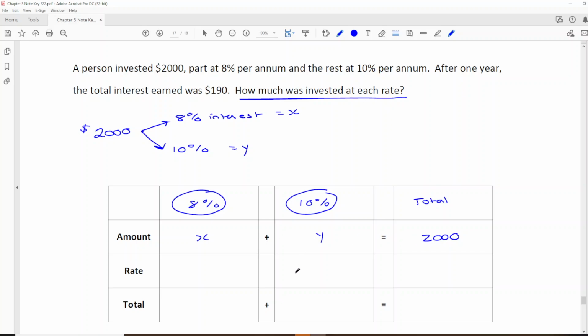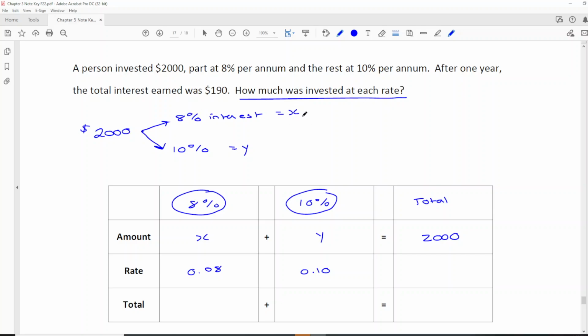So then how are we going to get the next line? Well, we know for rate, we always put our percent as a decimal. So we're going to put 0.08 and we're going to put 0.10 or just 0.1. But we don't have anything to put here, so we can't do the rate times this amount to give us a part in this line. So let's talk about what this line is going to represent. When I take 8% of the amount invested at 8%, that's going to give me the total interest that I've earned.